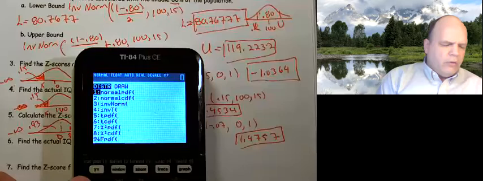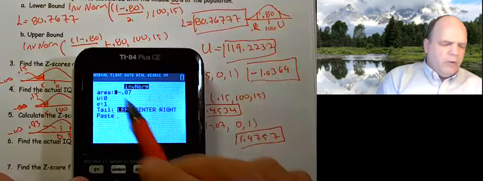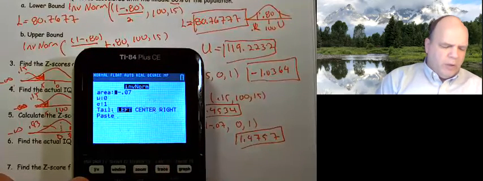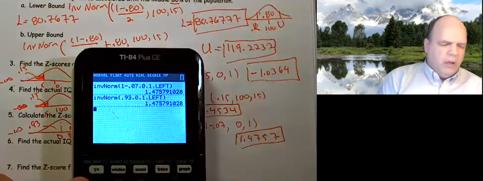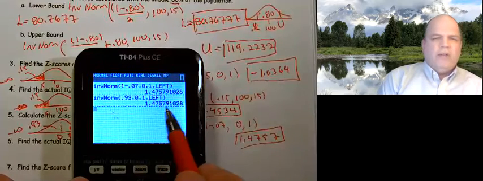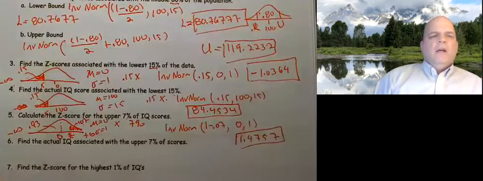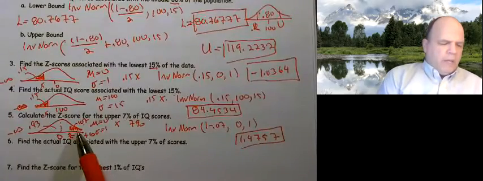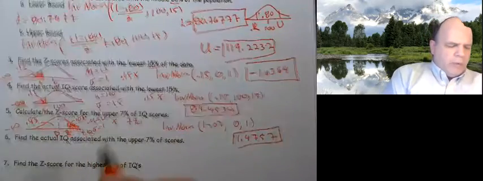So second vars, inverse norm, and you could have used 1 minus 0.07 or just plain old 0.93, and we should get exactly the same thing, 1.4757. We had to subtract because we came from the right. So you subtract when you come from the right.